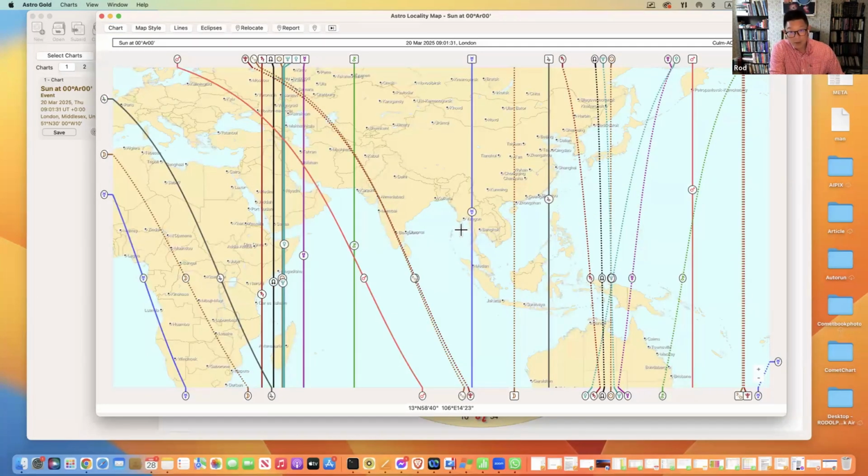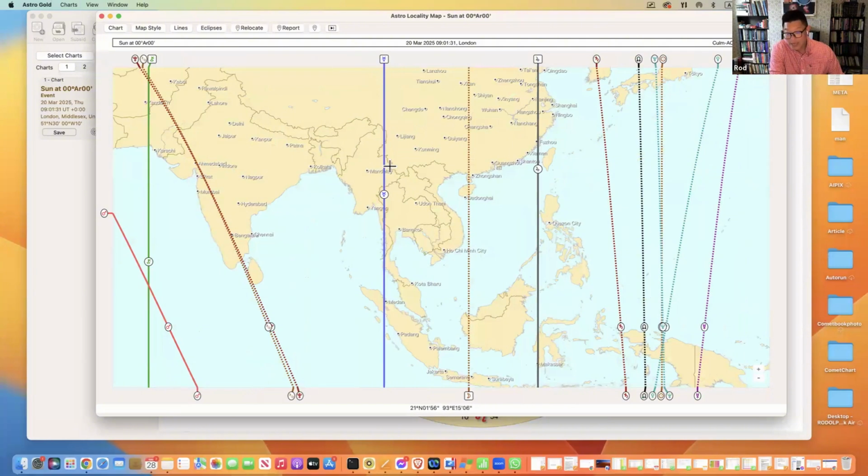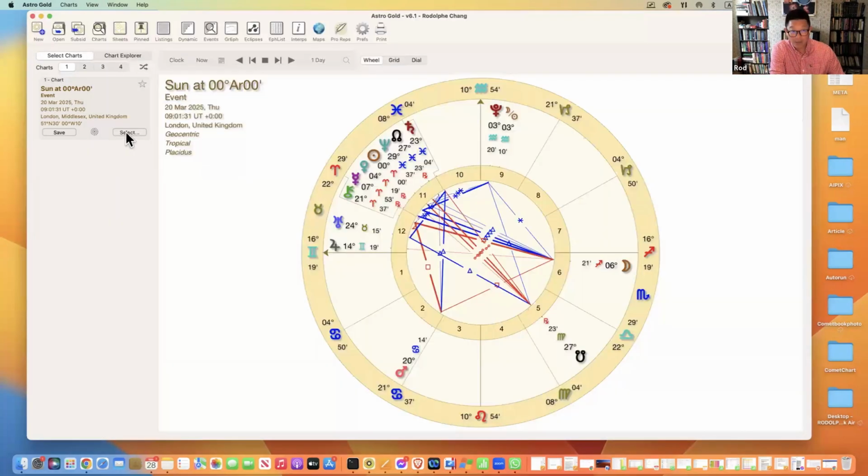So here we have Uranus on the MC, near the earthquake zone, and also near Bangkok. Let me show you with this chart. I understand that if I draw the Aries ingress chart in Bangkok, Uranus will be on the MC and the Moon will be near the IC. Let me show you, am I right?